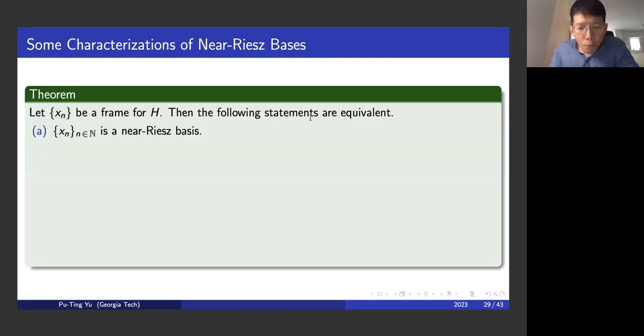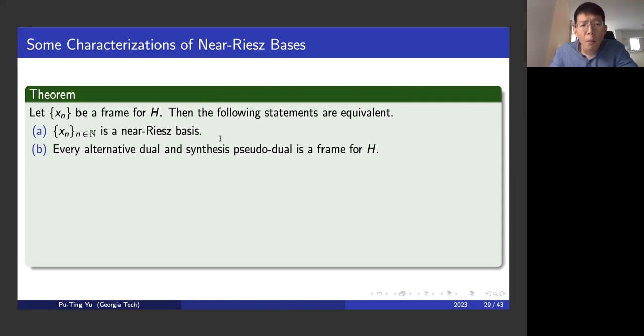Okay, so what we just showed is that only near-Riesz spaces can have unconditionally convergent reconstruction formula for every alternative dual and every synthesis pseudo-dual for every x in H. So now let me apply our result to give another characterization of near-Riesz spaces. Let Xn be a frame for H, then the following statements are equivalent. Statement A, Xn is a near-Riesz space. And statement B, every alternative dual and synthesis pseudo-dual is a frame for H.